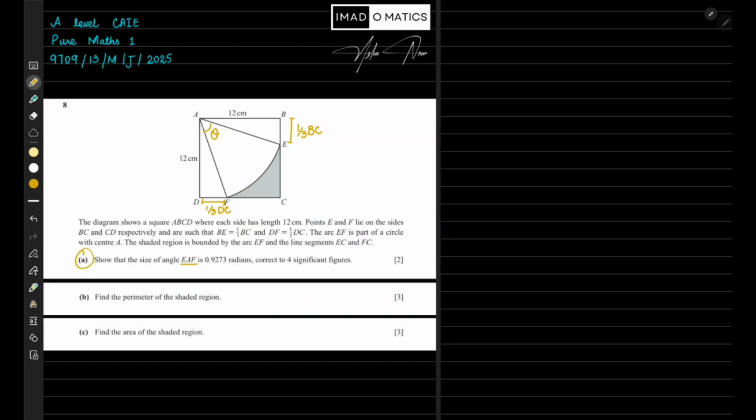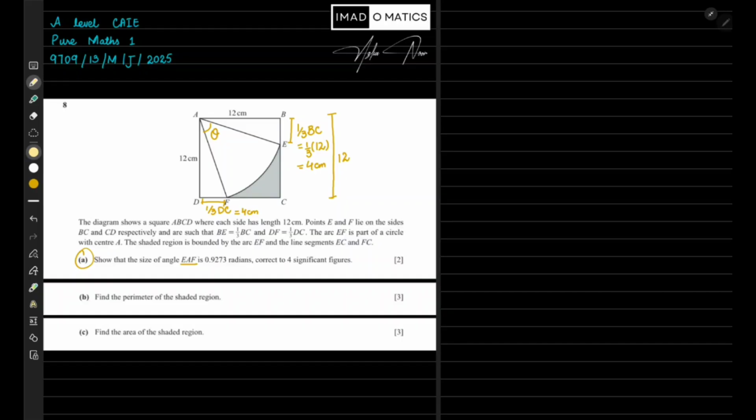First of all, let's break down the information that is given to us. If it is 1 by 3 BC, what is this whole BC? 12. So what will be 1 by 3 BC? It will be 1 by 3 of 12, and that will be 4 centimeters. So this will also be 4 centimeters, DF.